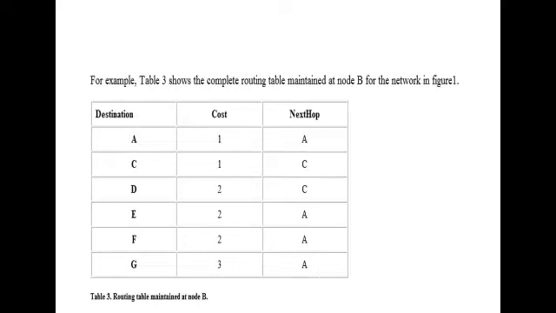Now you can see a particular router's table. Suppose I have taken an example of node B's routing table. Then B will enter what? Destination, cost, and next hop. If the destination is A, the cost will be 1 and the next hop will be A. Similarly, if B wants to reach D, then the cost will be 2 and the next hop will be C. So via C, B knows that the router known as D will be reached at cost 2. So B can reach D via C, cost is 2.